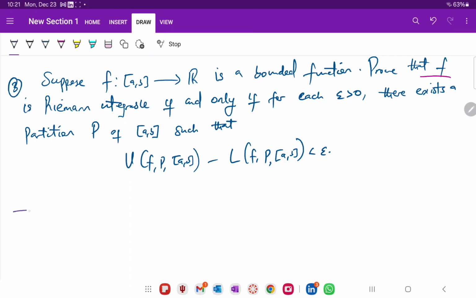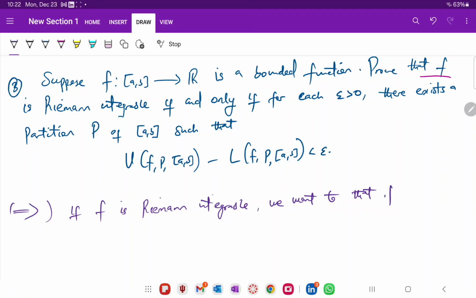So let's pick the first direction, which is, if f is Riemann integrable, we want to show that for each epsilon greater than 0 there exists a partition P of [a, b] such that this holds.